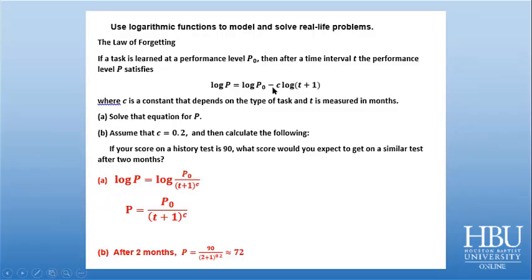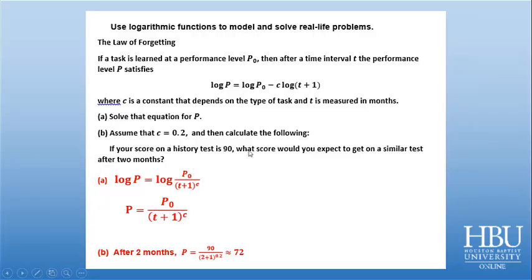I can rewrite the right-hand side of this equation as the log of P sub 0 over T plus 1 to an exponent of C. We use the power rule to move this factor of C up as our exponent on t plus 1, and then the difference of the logs is the log of the quotient. Now, by the one-to-one property, this means p has to equal p sub 0 over t plus 1 to the power c.